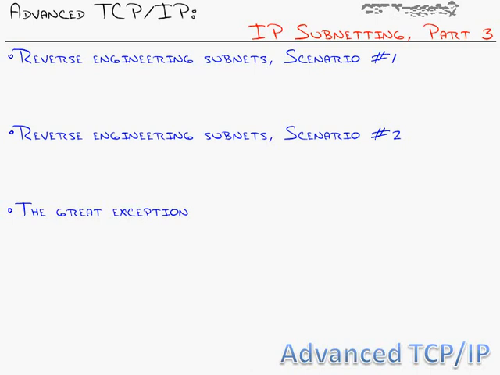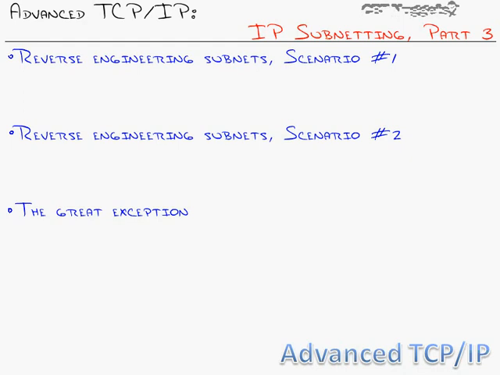All right, it's the final piece, IP subnetting part 3. And thankfully, this one's not that difficult at all. It's considered reverse engineering subnets. Up to this point, we've talked about how to subnet based on the number of networks, based on the number of hosts, and now we're going to look at working it backwards, reverse engineering subnets.